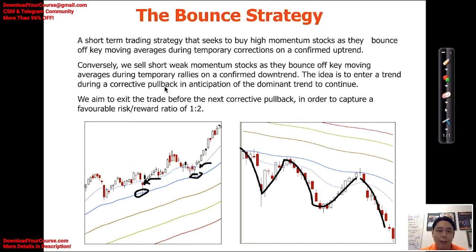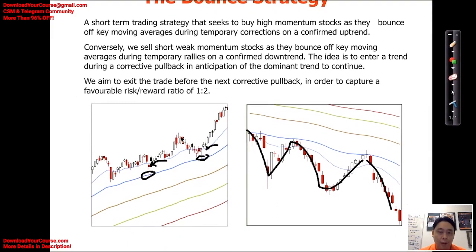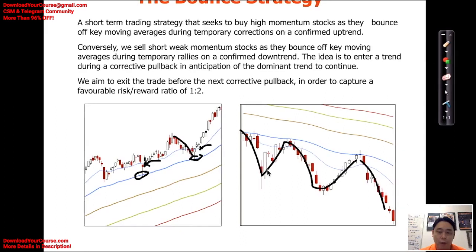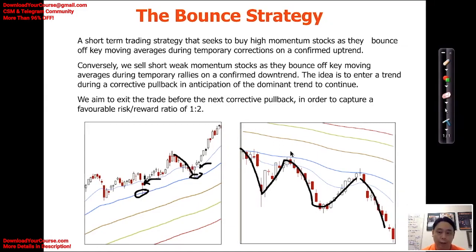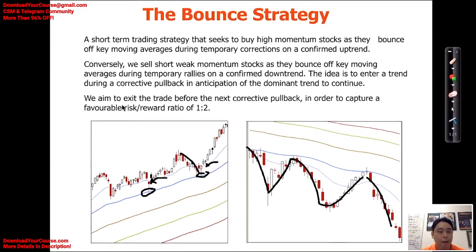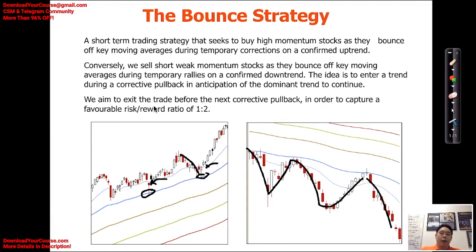So the idea is to enter a trend during a corrective pullback, either on a dip of the uptrend or the rally of the downtrend, in anticipation of the dominant trend to continue, either down or up. And we aim to exit the trade before the next corrective pullback in order to capture at least a favorable risk to reward ratio of 1:2.